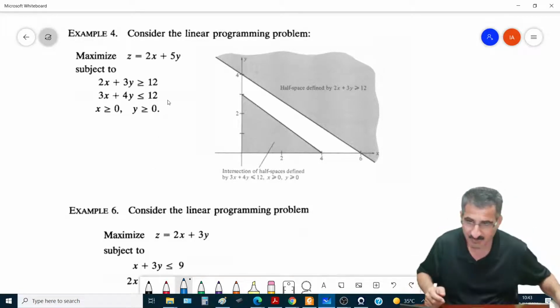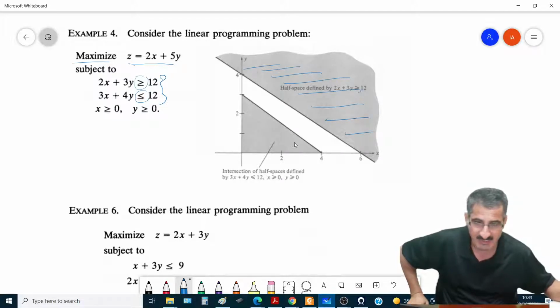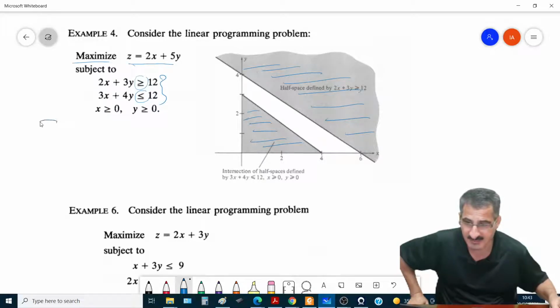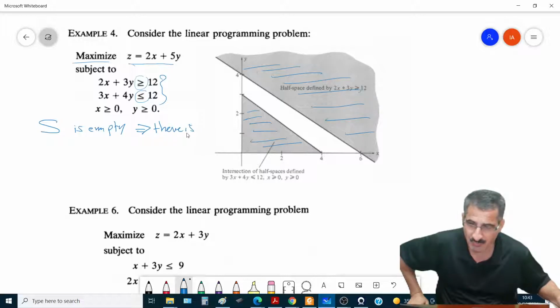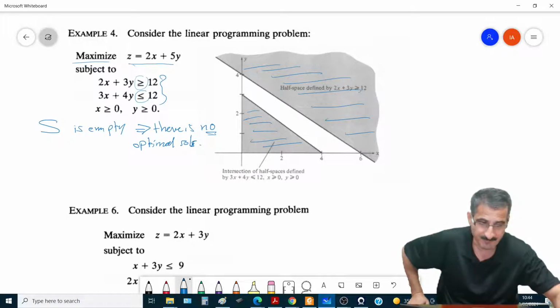Okay. Let's keep going. Consider the linear programming problem. Maximize this subject to this constraint. But when you draw the lines and take this greater than or equal, less than or equal, you will find the half spaces are disjoint, and then S, which we talked about in the theorem, is empty. Then we conclude there are no optimal solutions. No optimal solutions. Okay, so S is empty.